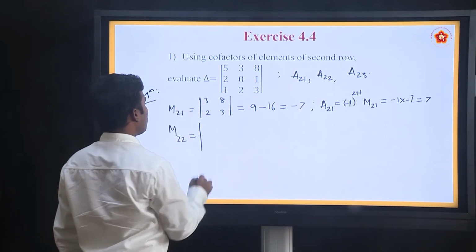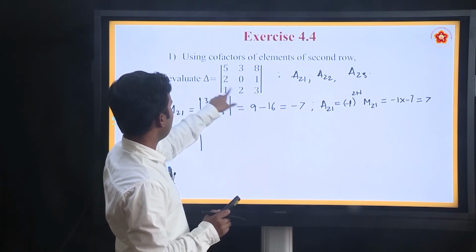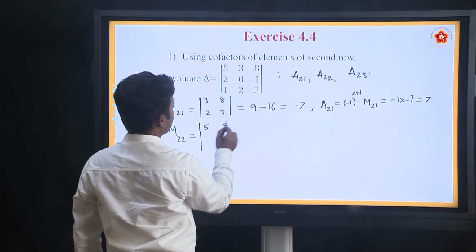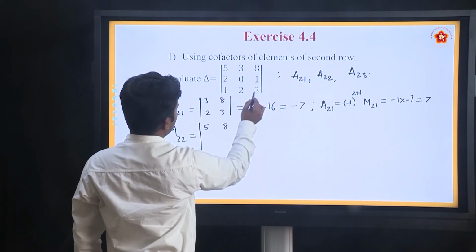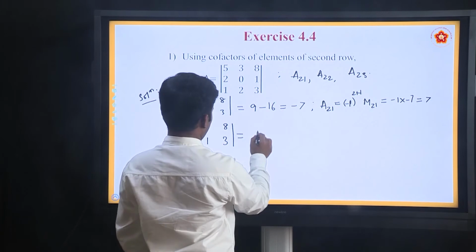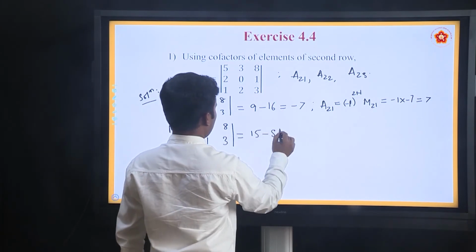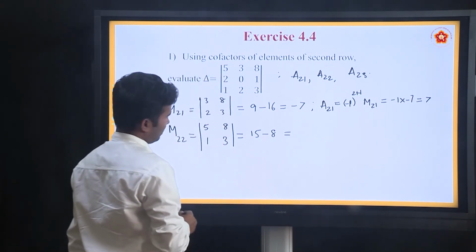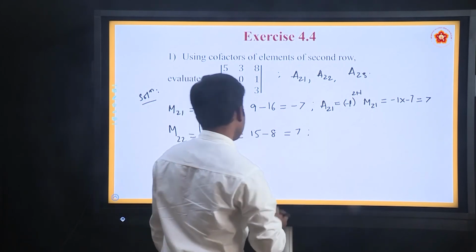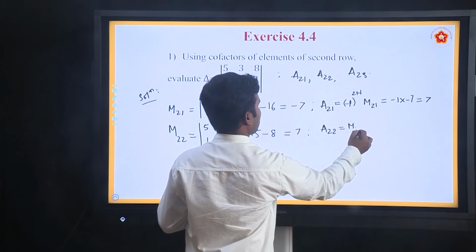Next, M22. How are we going to find M22? Here, we just delete the second row and second column. So, you will take the determinant of the other elements 5, 8, 1, 3. Which is equal to, we just multiply 5 into 3 minus 8 into 1. So, 15 minus 8, which is 7, okay.